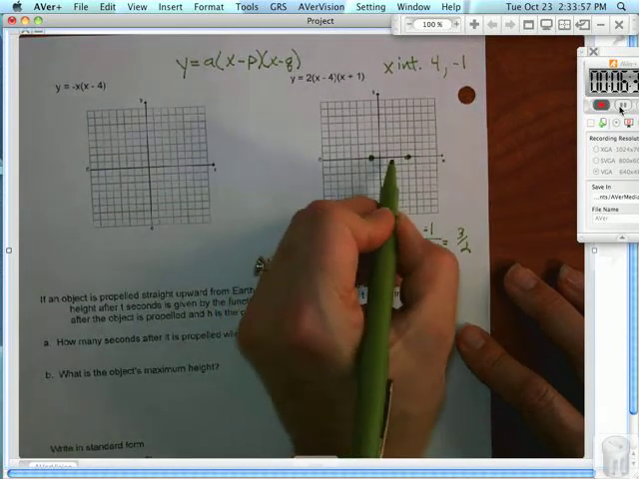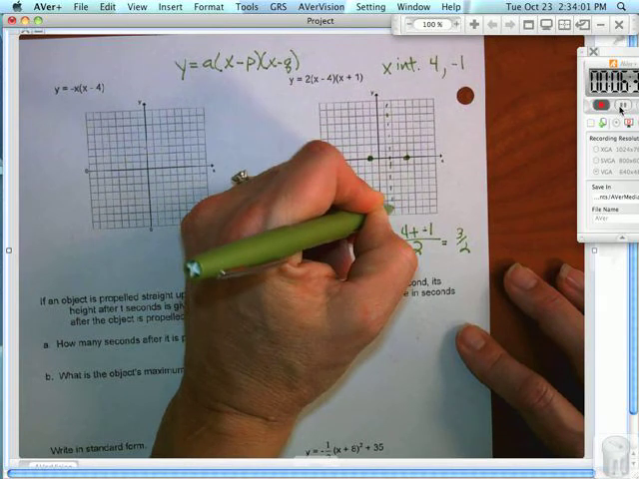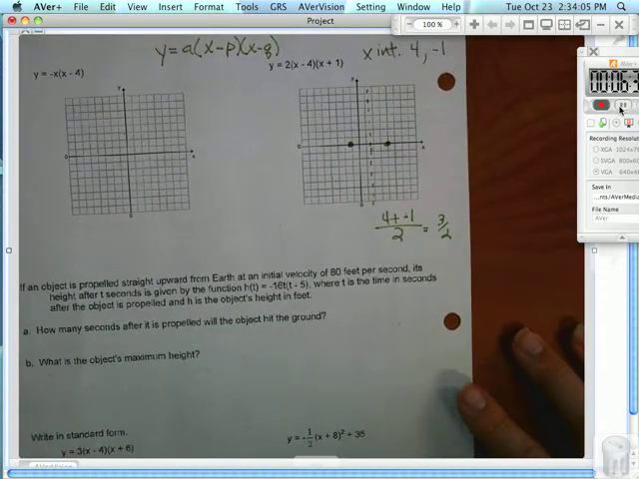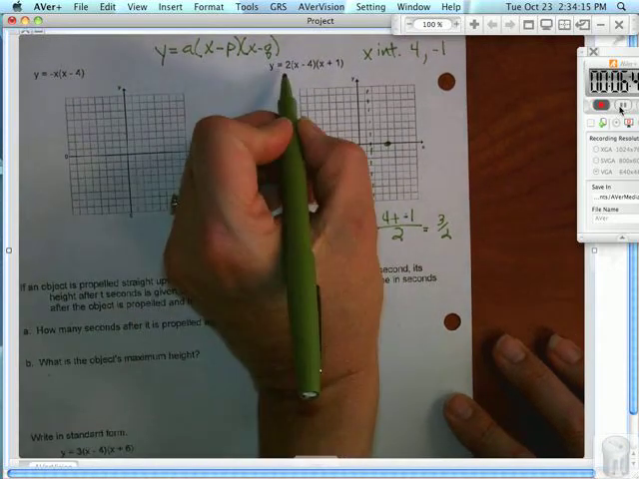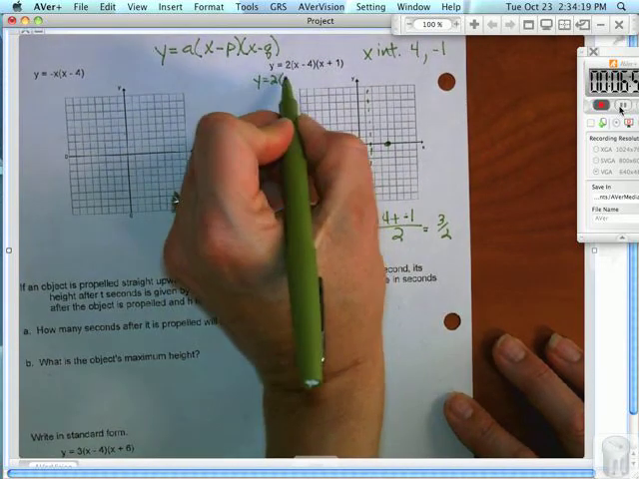So my axis of symmetry is here, and that's also the x-coordinate of my vertex, 3 halves. So how do I find the y-coordinate? Go in between. How do I find the y-coordinate, though? Plug in 1.5. Got to plug in 1.5 to my equation. I'm going to change it to 1.5.